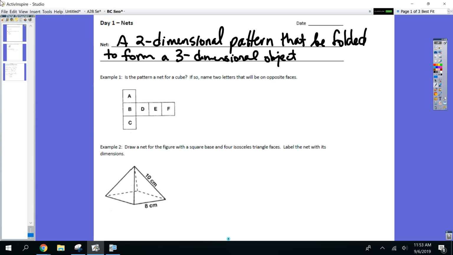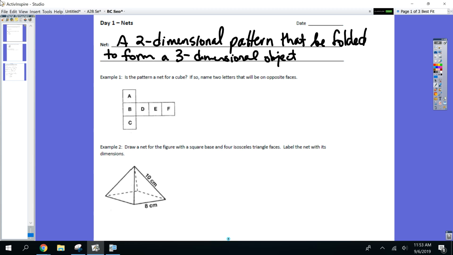All right, so next up, Miss Wise, thank you. So what I did, I drew my own net out. A, B, C, D, E, F. First thing I want to know, if I folded that up, would it form a cube? First thing we have to check: how many faces on a cube? 6. How many squares do I have? 6. So that should match.